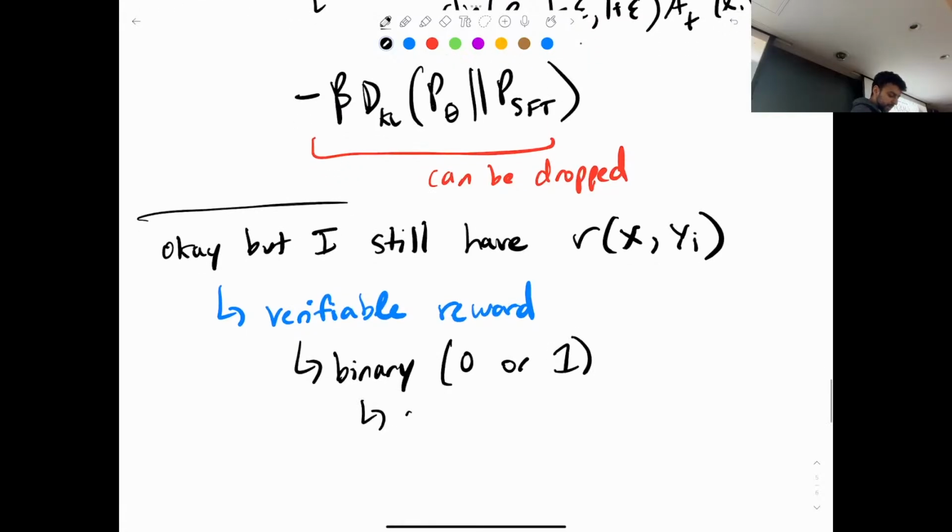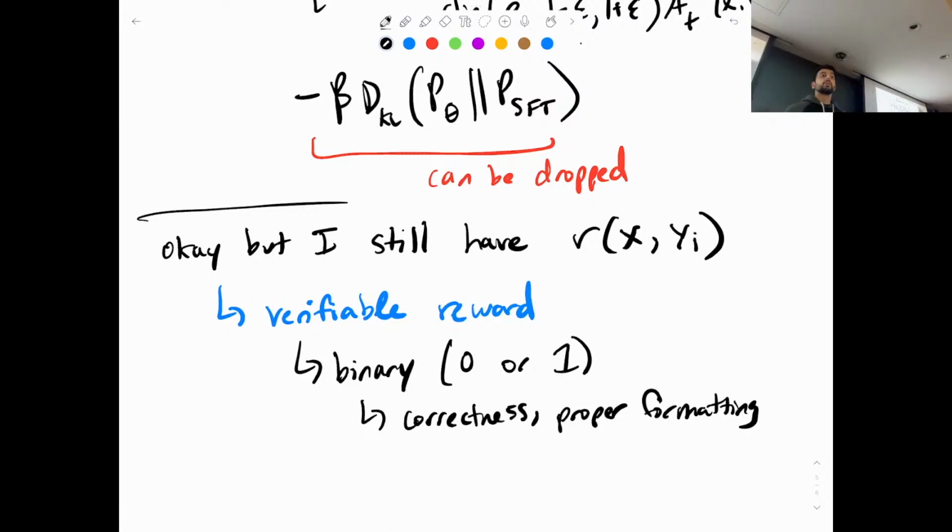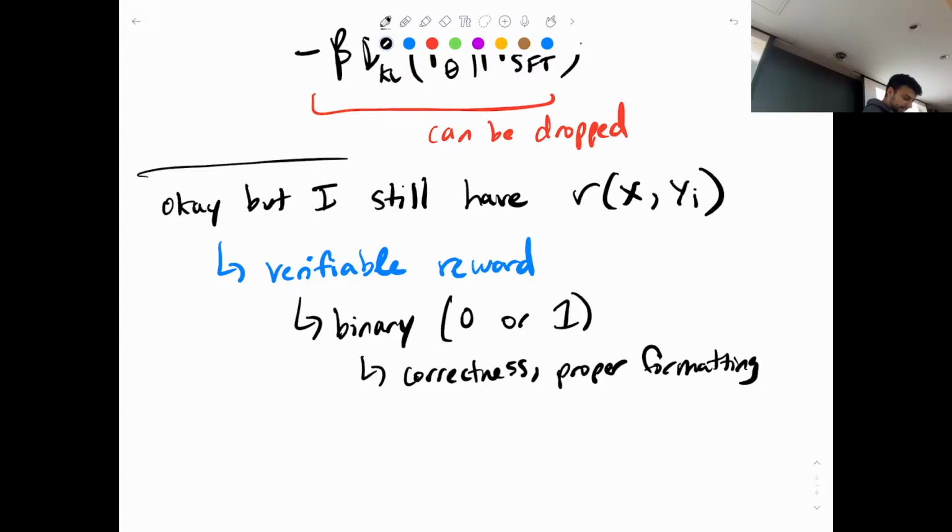You could use them to measure things like correctness, proper formatting. If you're doing code generation, this could correspond to whether or not the code you wrote passed some unit tests or things like that. So there's surprisingly many tasks where you can assign verifiable rewards. But of course, as the task gets more creative and longer and more complex, it becomes harder to implement such a reward.